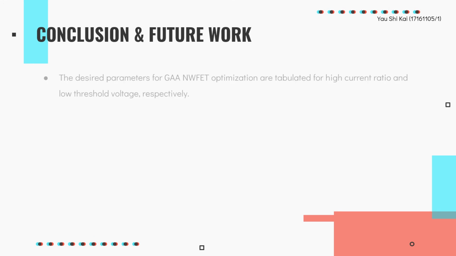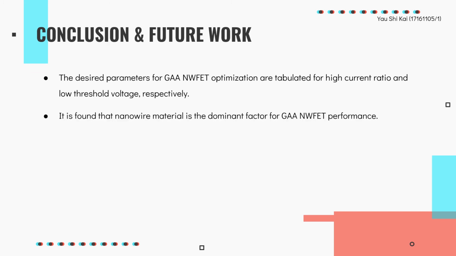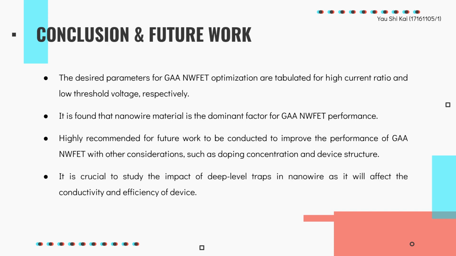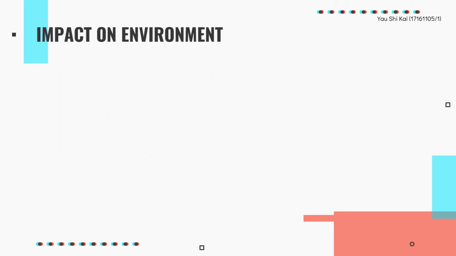In conclusion, the desired parameters for GAA nanowire FET optimizations are tabulated for high current ratio and low threshold voltage respectively. It is found that nanowire material is the dominant factor for device performance. It is highly recommended for future work to be conducted to improve the device performances with other considerations such as doping concentration and device structure. Moreover, it is crucial to study the impact of deep level traps in nanowire as it will affect the conductivity and efficiency of device. Lastly, the environmental impact of this work is being evaluated.